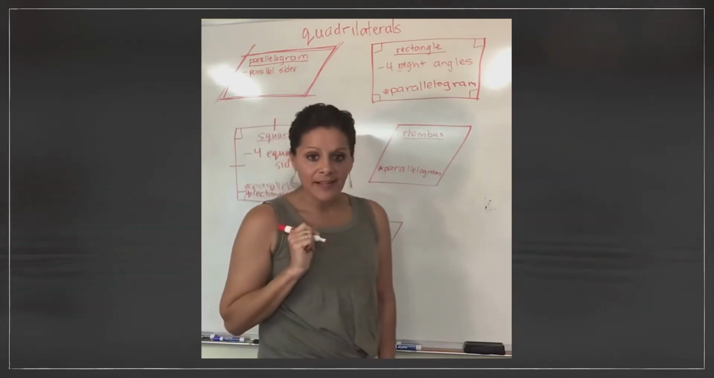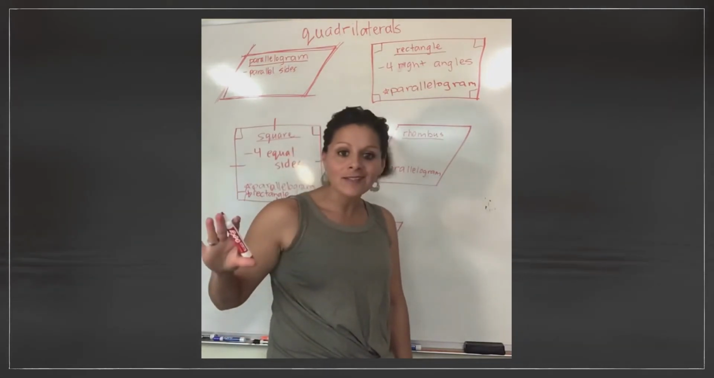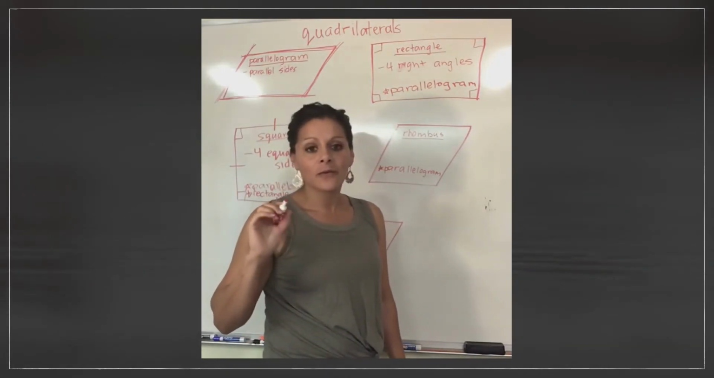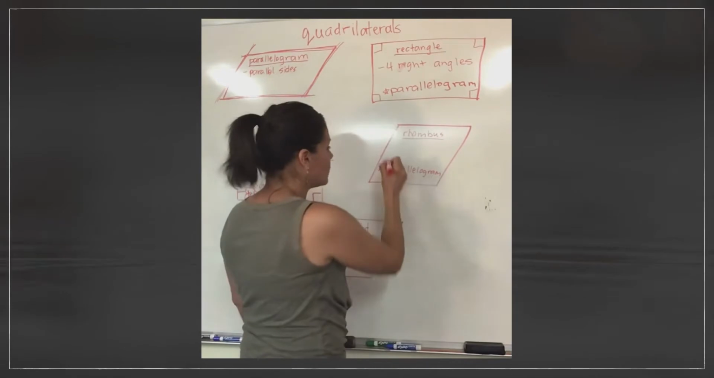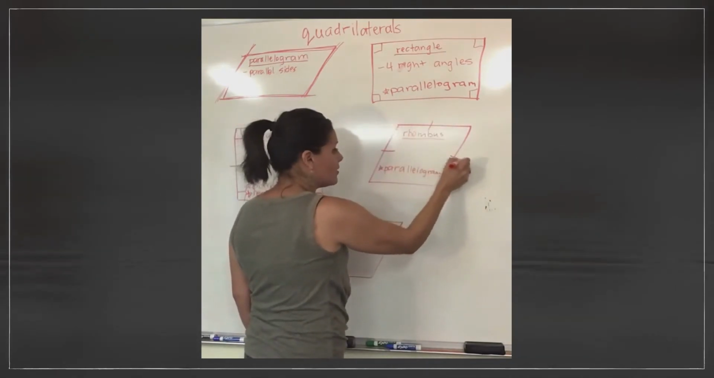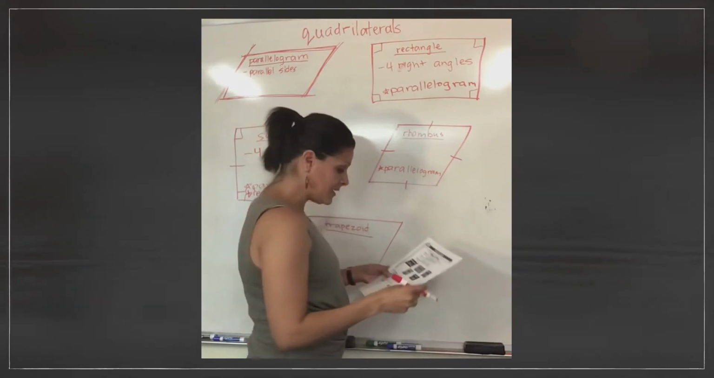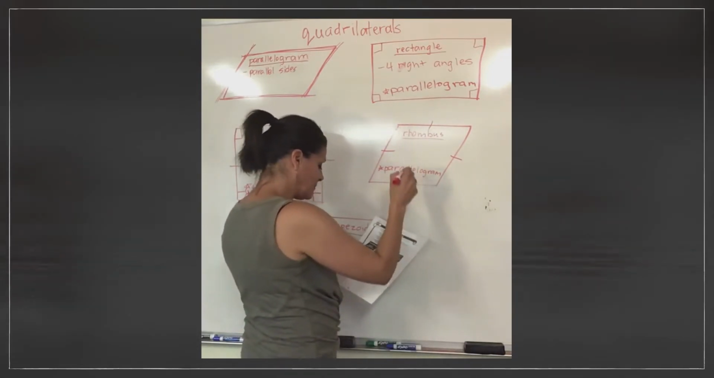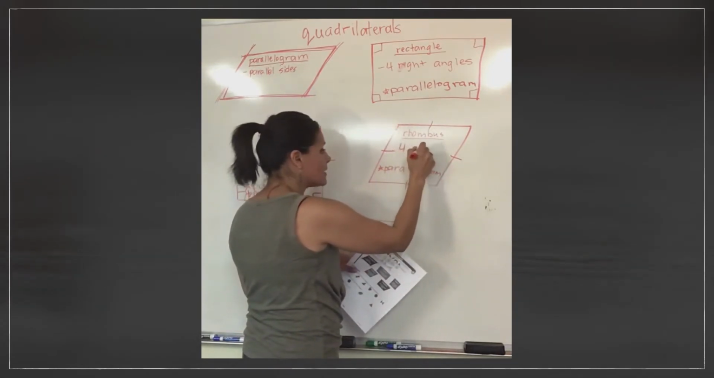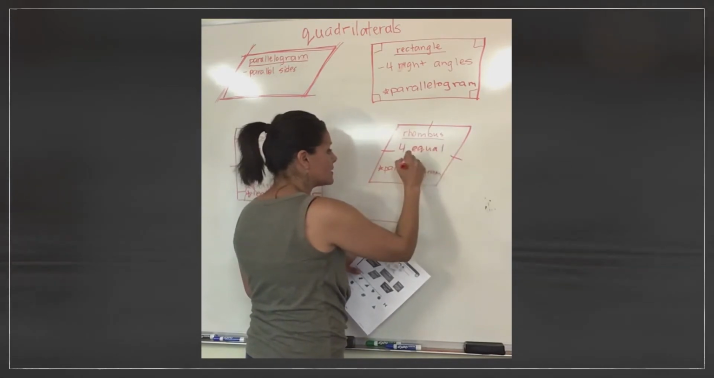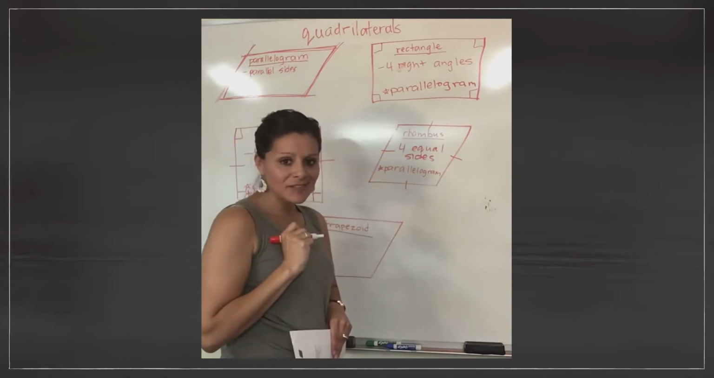Guess what it does? So we're going to say that it's a parallelogram again. But does it have right angles? So it is not a rectangle. But guess what? All of its sides are the same. So it has 4 equal sides. Interesting.